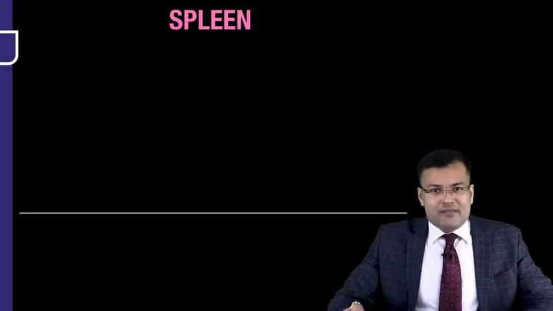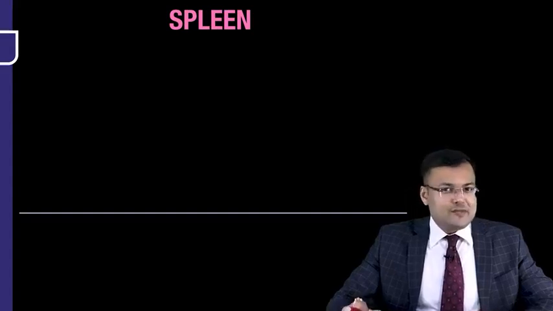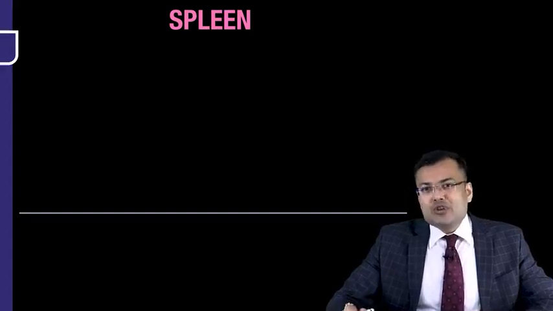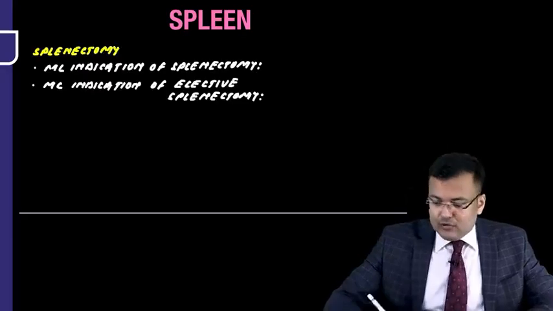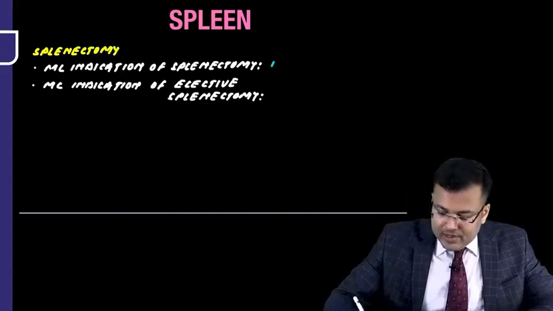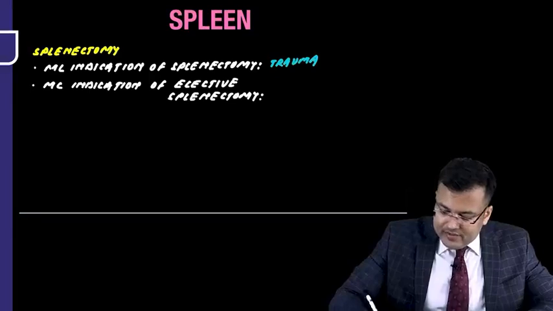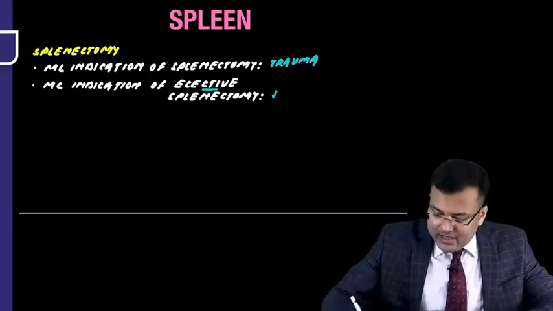Now we're going to start spleen. First, see the indications of splenectomy. You know that the most common indication of splenectomy is trauma. And the most common indication of elective splenectomy is ITP.